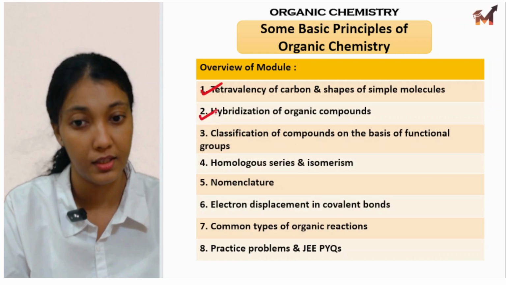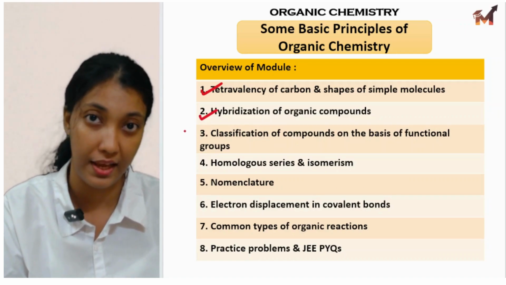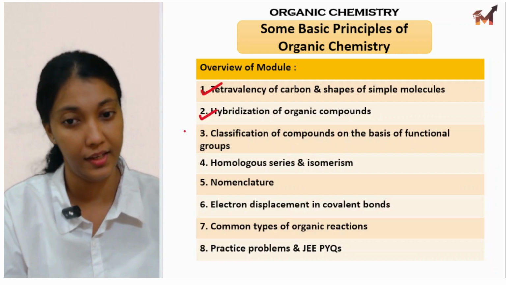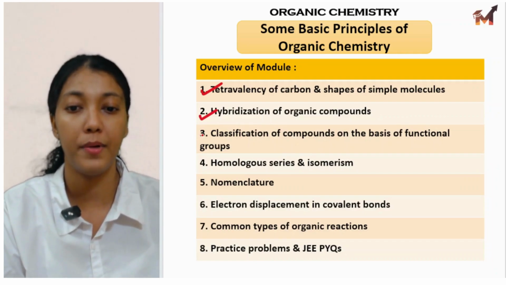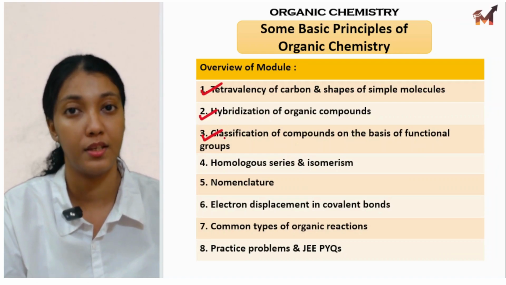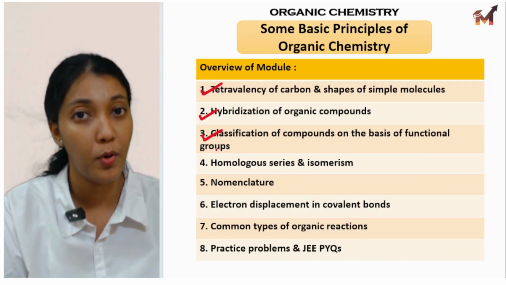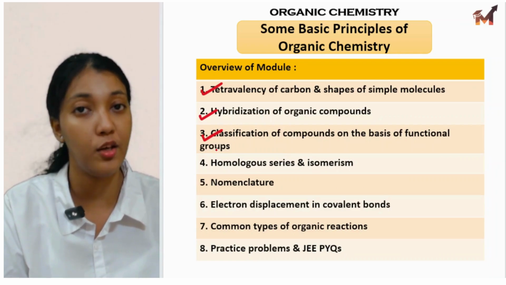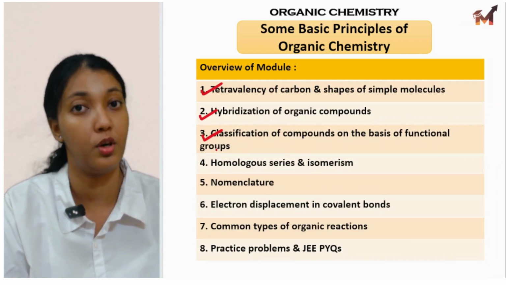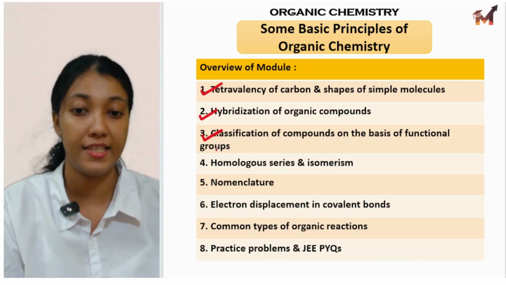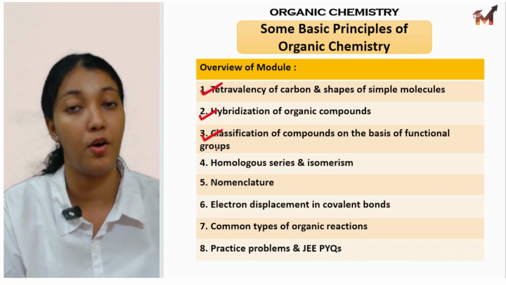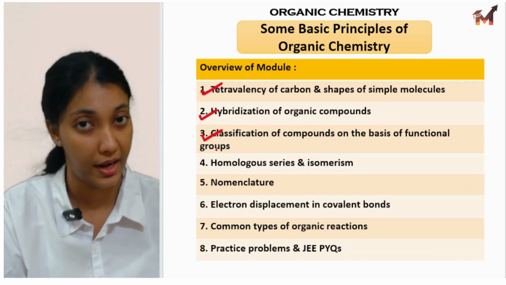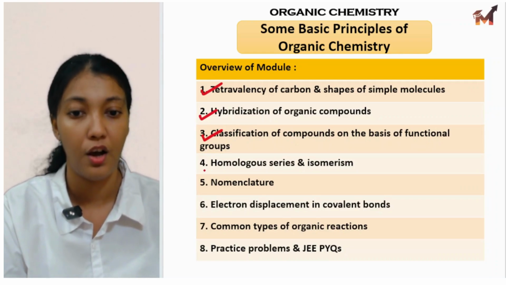hybridization of organic compounds, कि कौन से ऑर्बिटल्स इन्वॉल्व रहते हैं कुछ कुछ ऑर्गेनिक कंपाउंड्स को बनाने के लिए, क्लासिफिकेशन ऑफ कंपाउंड्स ऑन द बेसिस ऑफ फंक्शनल ग्रुप्स. अगर OH ग्रुप होगा तो उसे हम अल्कोहल कहेंगे, COOH ग्रुप होगा तो उसको हम कार्बोक्सिलिक एसिड कहेंगे. ऐसे ही फंक्शनल ग्रुप्स के बेसिस में कैसे हम कंपाउंड्स को क्लासिफाई करते हैं, ऑर्गेनिक कंपाउंड्स को, वो हम पढ़ेंगे.